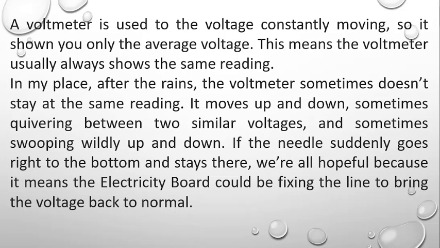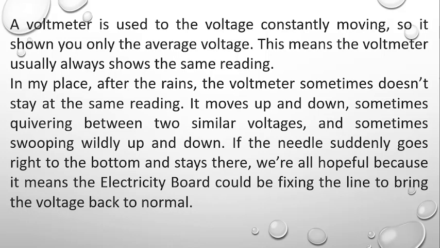A voltmeter is used to measure the voltage constantly moving, so it shows you only the average voltage. This means the voltmeter usually always shows the same reading.